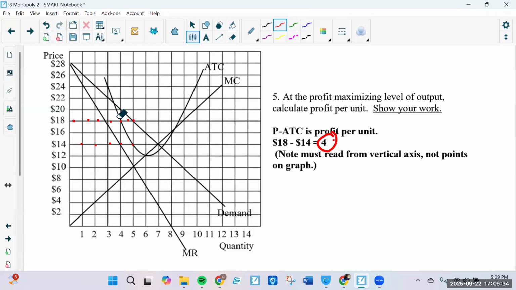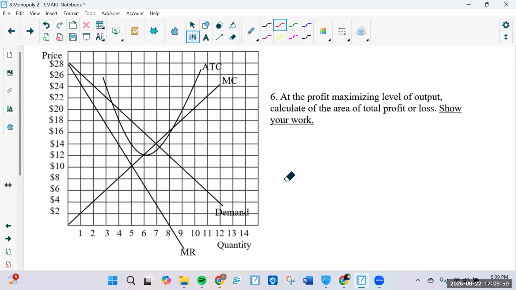You're not reading it in here, in this area right here. You're reading it on the axes. Prices and quantities always come from axes, not from the internal part. That's why you lose points if you labeled this. If you said this is price right there, you lose the point. That is not price. That's a point inside the curve that we get our price from, that point on the demand curve. Okay. Next, it says at the profit maximizing level of output, calculate the area of total profit or loss.